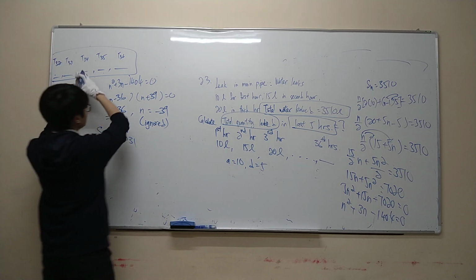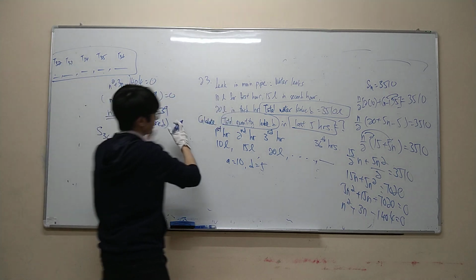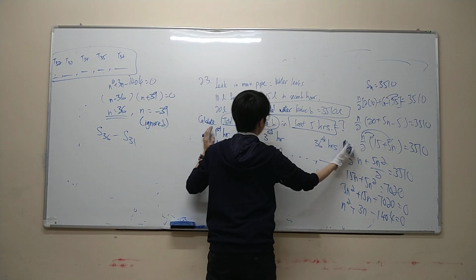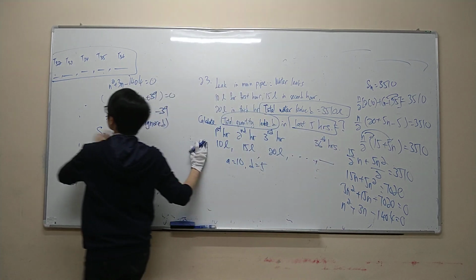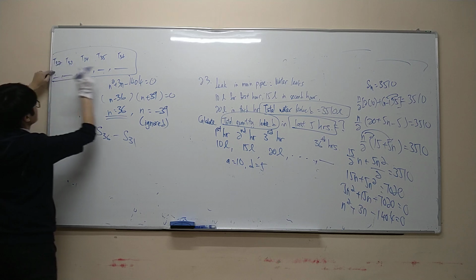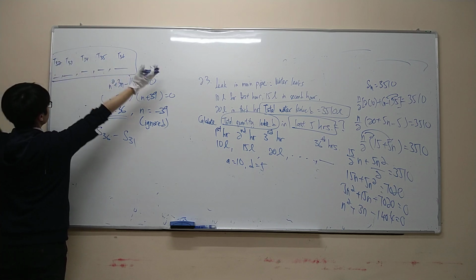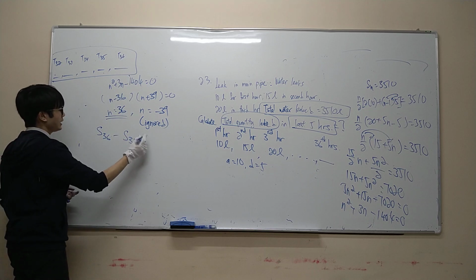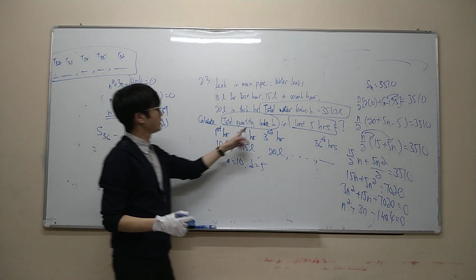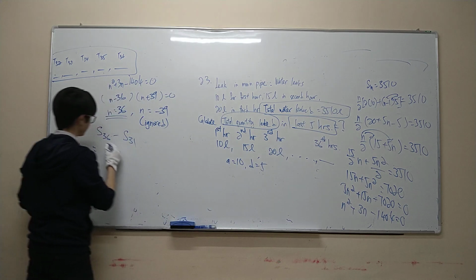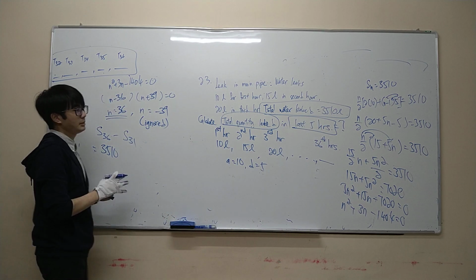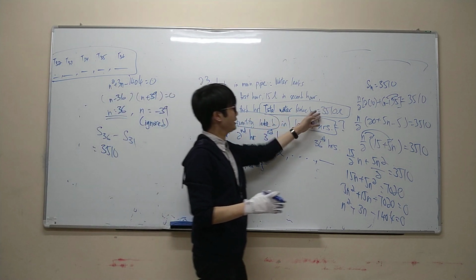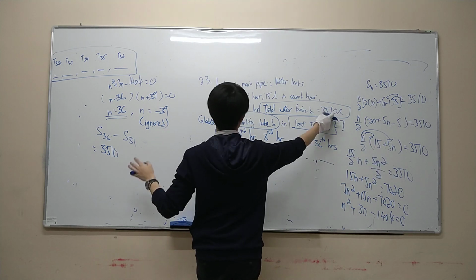Right? S36 means all the terms from here to here added together. Minus S31. Why? Because I only want 32 to 36. So when you take S36 minus S31, what remains is these ones. And what is S36? You already have it. It's 3510. Okay? Remember? They already said that the total water leaked for the whole duration is 3510.